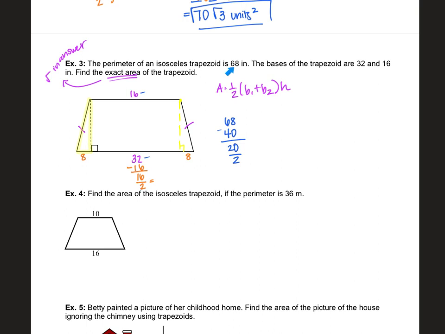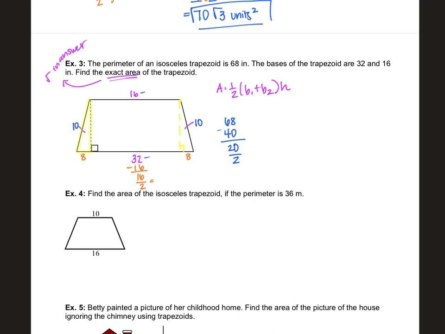Okay, again, here's my logic. There's the total area. I was given 16 and 32. I added them together. I used up 40 of the total 68, leaving me 20 that has to be split evenly into these 2 congruent sides. So that means each of my sides of my trapezoid are 10.